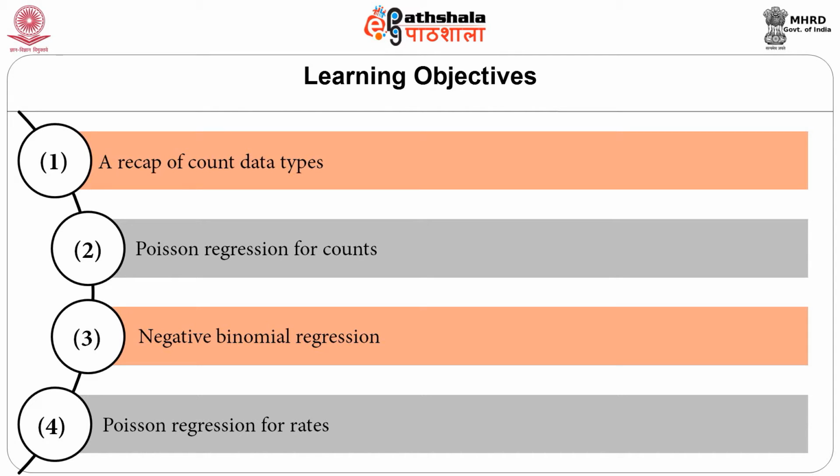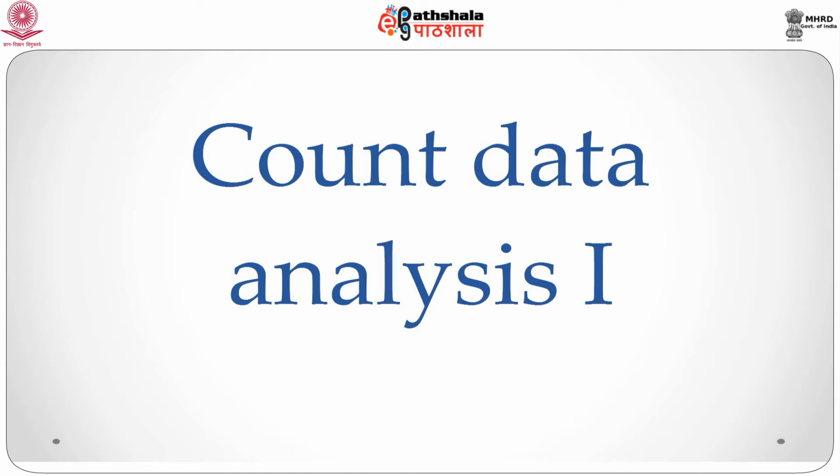The learning objectives for this module. Firstly, we will quickly recap what kind of count data types might arise in regression settings. We shall define the Poisson regression applied to the raw counts. We shall define a variant of Poisson regression, which is called negative binomial regression. And finally, we shall define another variant called the Poisson regression for rates. So this is the first of the modules which is devoted to analysis of count type data.